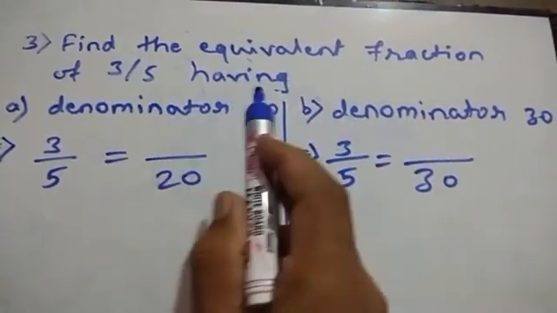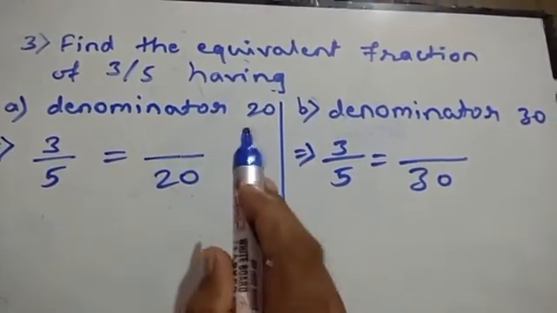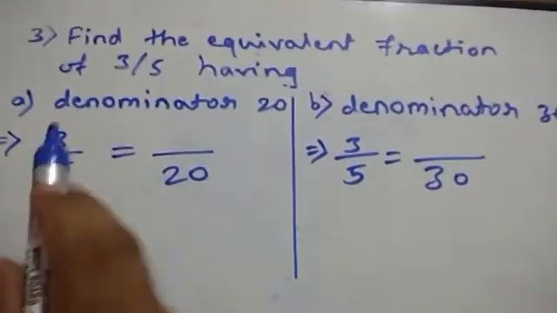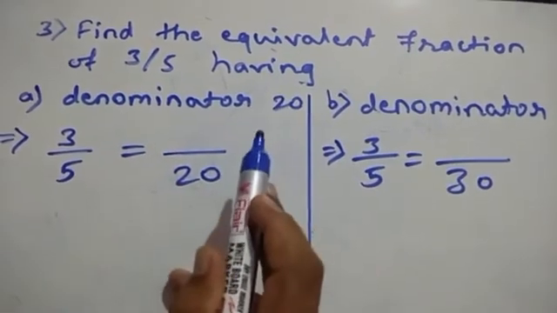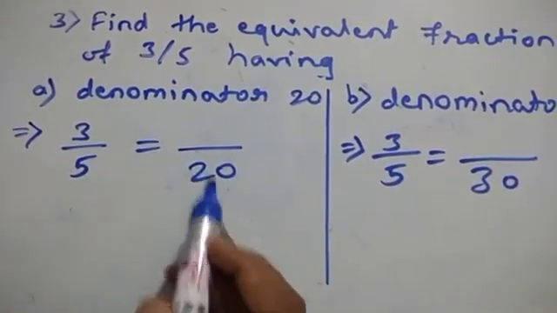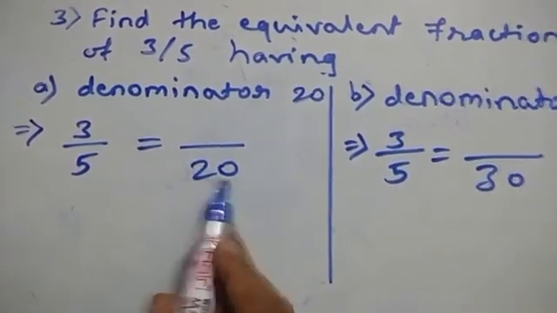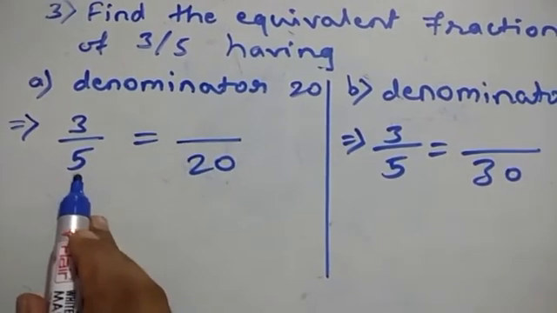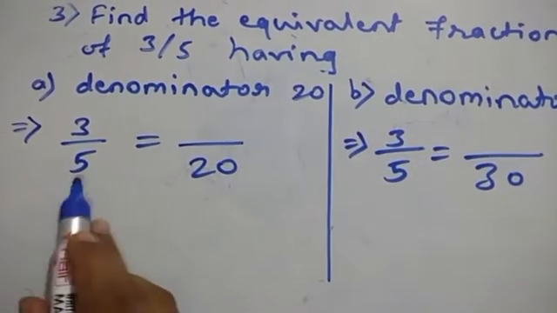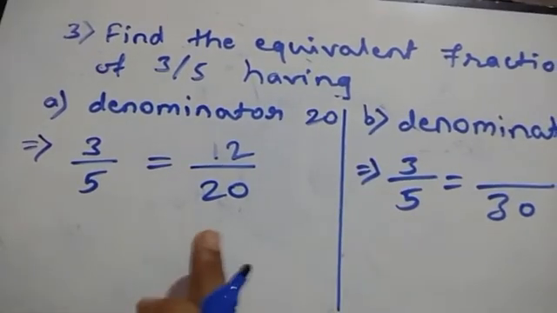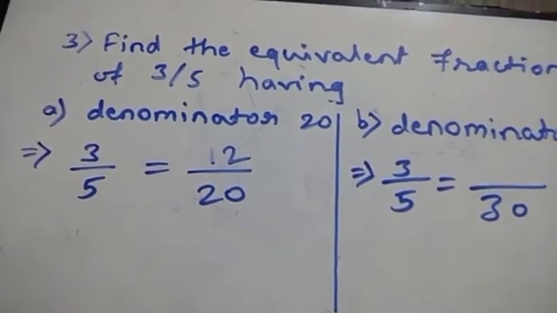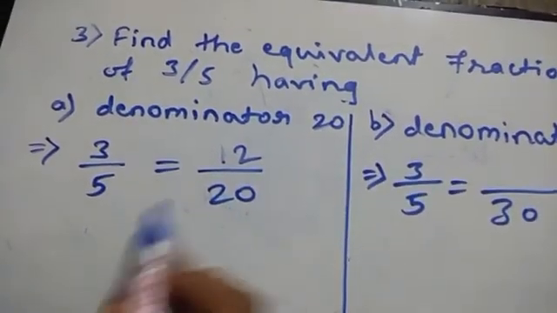Next question is, find the equivalent fraction of 3 upon 5 having denominator 20 as well as denominator 30. First example, find the equivalent fraction of 3 upon 5 having denominator 20. So here 3 upon 5 is equal to, denominator must be 20. To get this 20, by which number have they multiplied this 5? By 4. 5 4s are 20. So multiply this 3 also by 4. Therefore 12 will be the number. Therefore 3 upon 5 is equal to 12 upon 20.